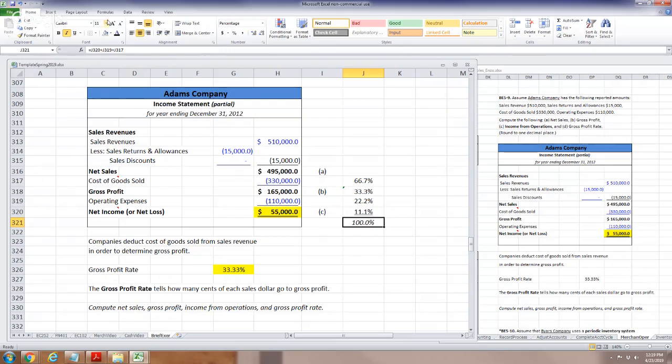Okay, that was what was happening with that. Okay, so gross profit rate is 33%. But again, we did a little bit better version of that there. And actually, what I should do, I'm just going to copy this.